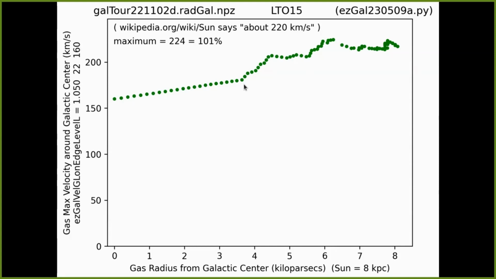I'll show you. And we're missing the RFI, but it has a value up here someplace, the maximum of 224 on the y-axis. And Wikipedia says the sun's velocity around the galaxy is around 220 kilometers per second. And that's about what this plot seems to say. But more importantly, it's the shape of this line as we increase in galactic radius. The sun is about 8 kiloparsecs way out here.